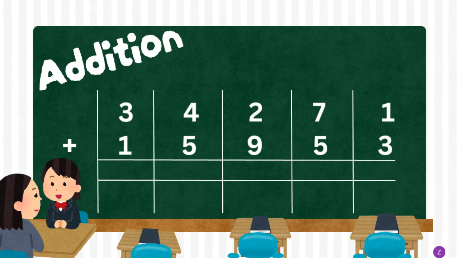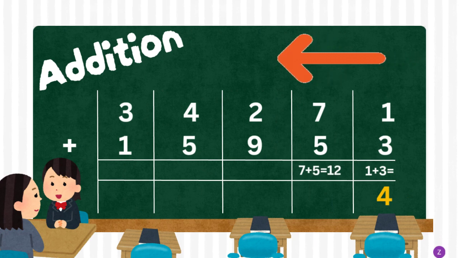With addition, you can add everything at one time, all the different numbers. You start off by writing your numbers underneath each other in their place values. Then you start adding from your units side. So if we look at what is in the unit side, we see 1 and 3. So this is 1 plus 3, and the answer will be 4. Then we move to the next column, 7 plus 5.